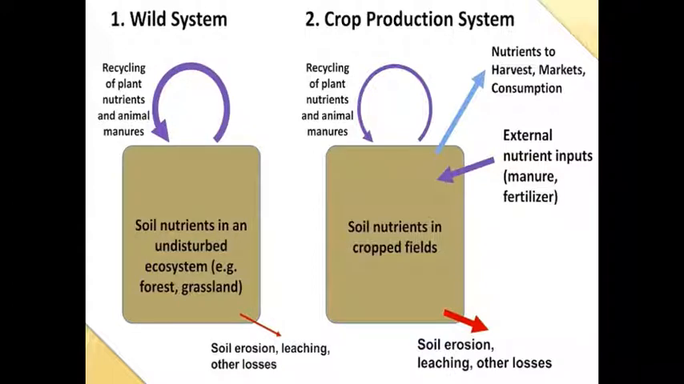Look at this picture. It shows how the soil productivity and nutrients are maintained under a wild system and then under a crop production system. When we consider a wild system, which is an undisturbed ecosystem such as forest or grassland, soil erosion or leaching of nutrients is minimum.